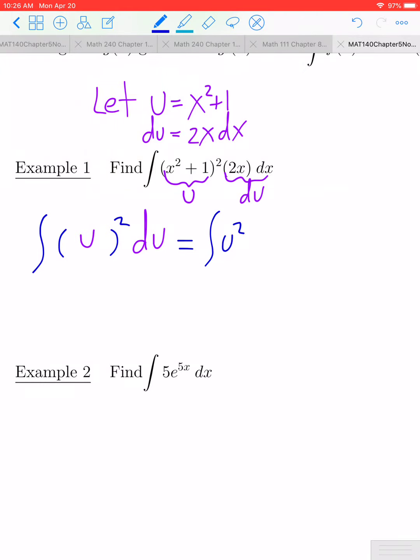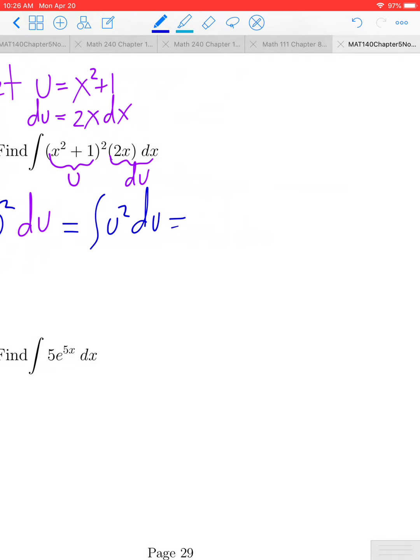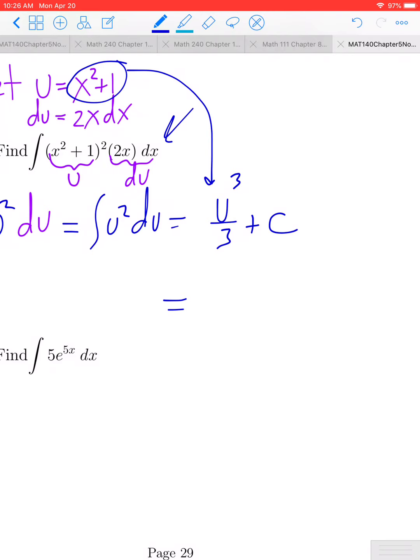This is an antiderivative that we know how to do. The antiderivative of u squared du would be u to the third over 3 plus c. And then from there, remember, we started with an antiderivative in the variable x, so we would want to finish with an antiderivative in the variable x. To do that, all you would need to do is back substitute using your defining equation for u. U is equal to x squared plus 1.